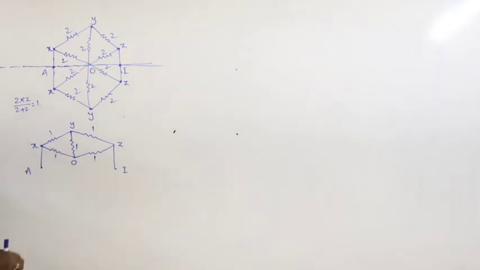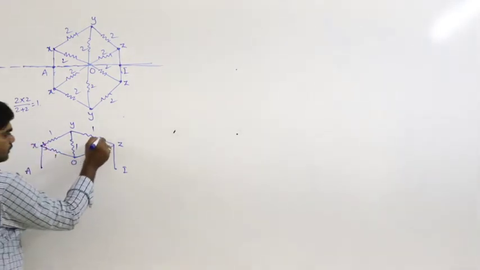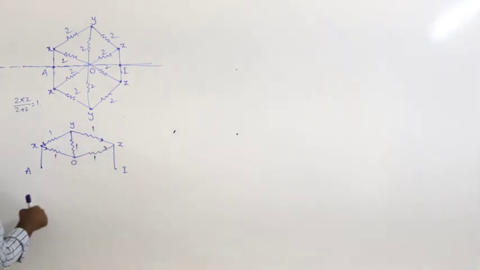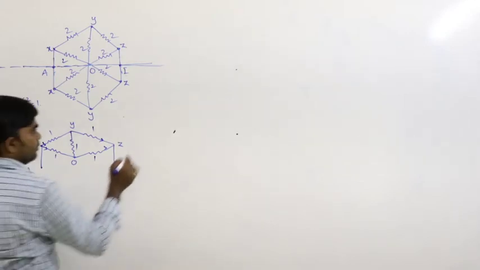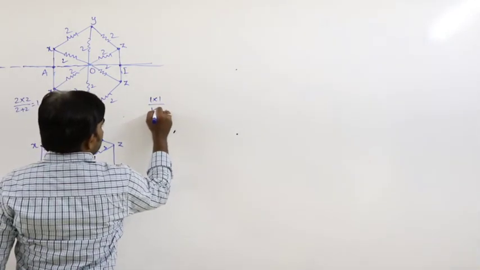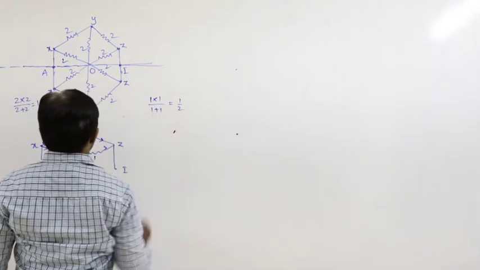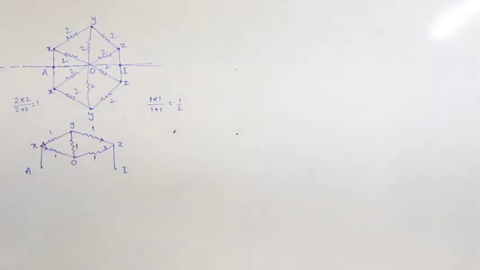So 1 and 1 are in parallel. See here, current divides in these two parallel, and here the current combines. 1 and 1 are in parallel, so 1 into 1 by 1 plus 1, so 1 by 2, and it is also 1 by 2.